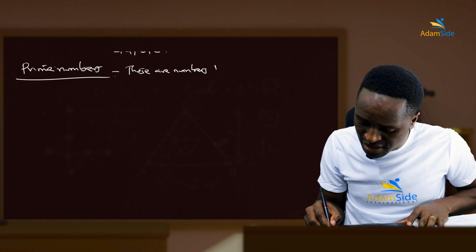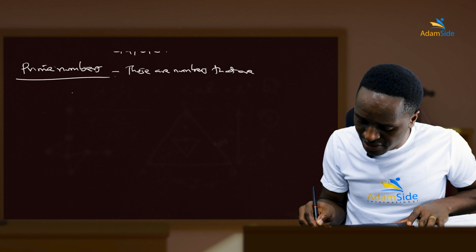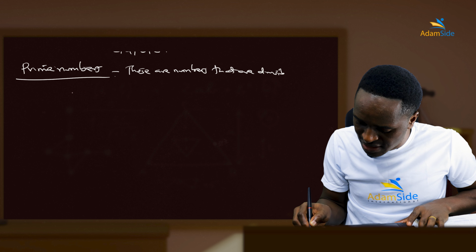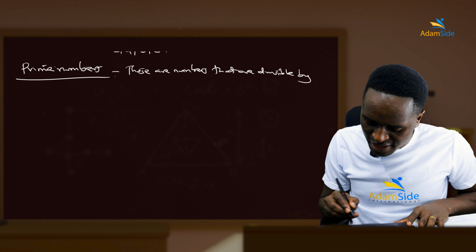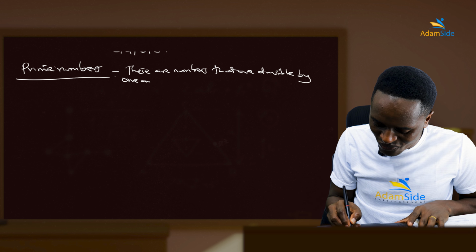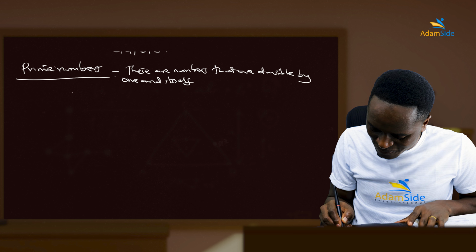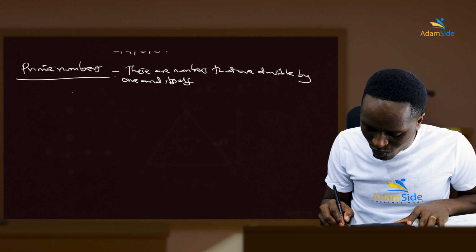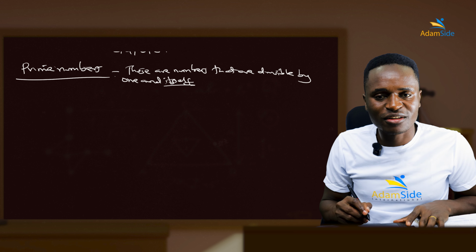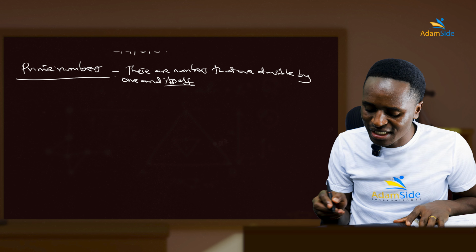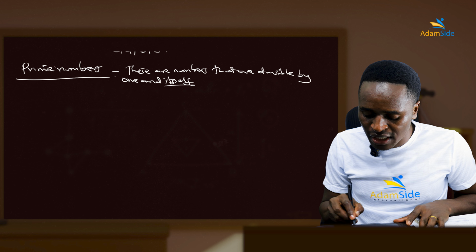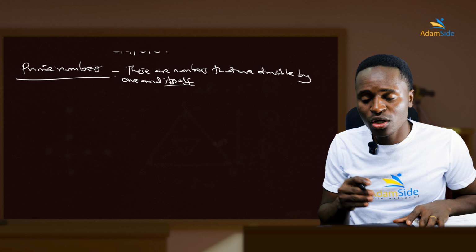So we say these are numbers that are divisible by 1 and itself. That's simple. These are numbers that are divisible by 1 or itself. Bear with my handwriting.